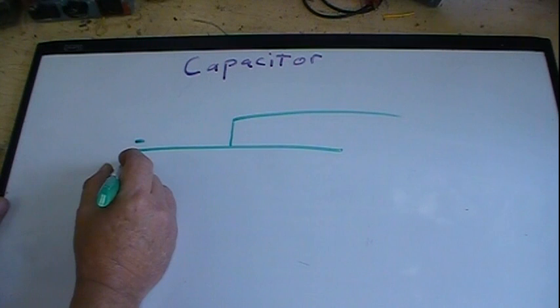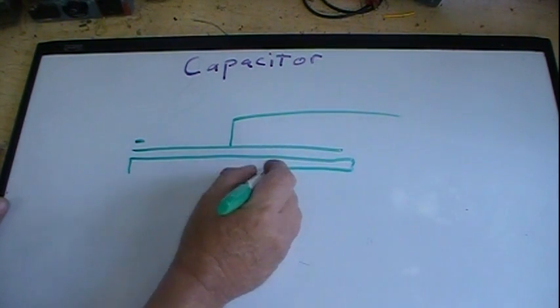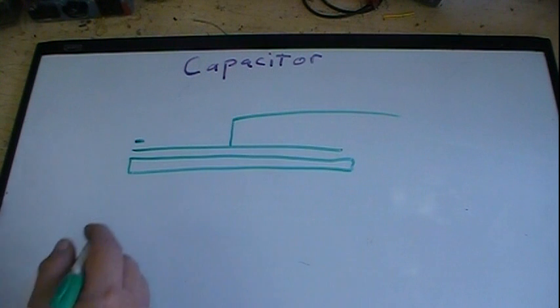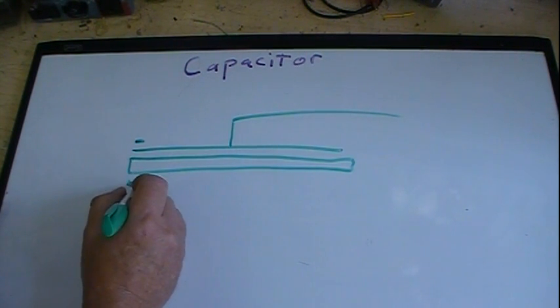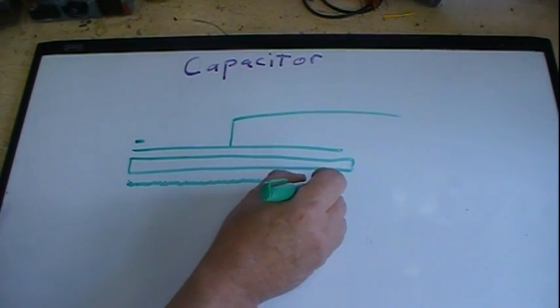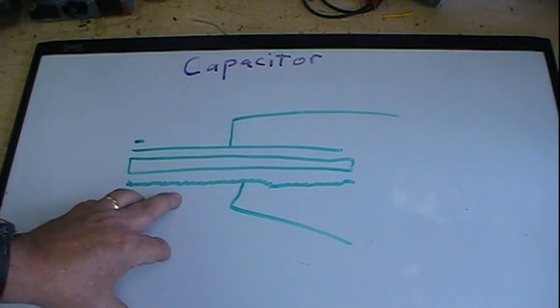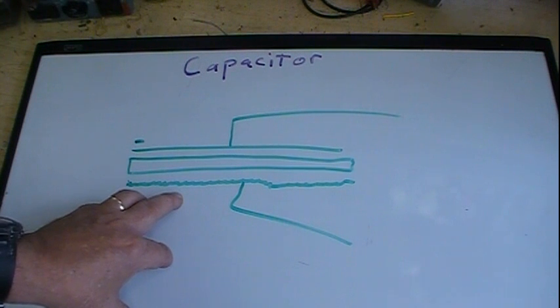You'll have some sort of material, usually paper in the older ones. Newer ones will have some sort of a porous plastic or spongy-like plastic. And then you'll have another plate that looks something like this. Okay, and it's aluminum. It's oxide-coated aluminum. In other words, aluminum oxide on one side of it.